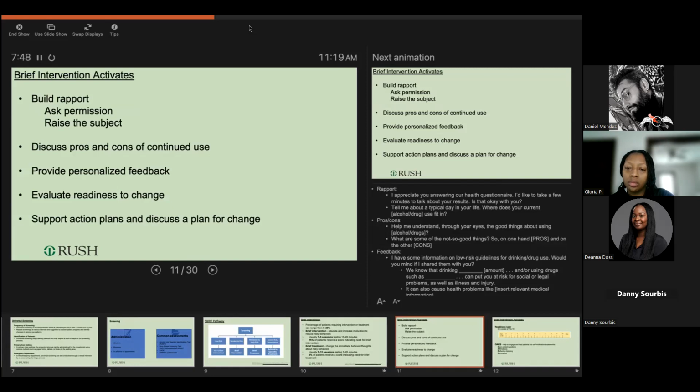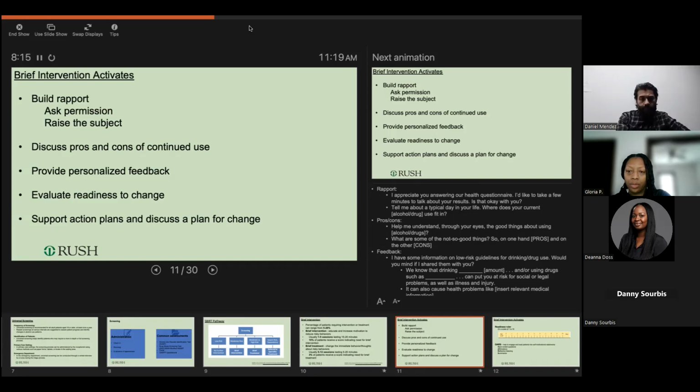You also want to provide personalized feedback. I have some information on low-risk guidelines for drinking and drug use. Would you mind if I shared them with you? Then let them know that so many drinks a day, or so many uses of substances a day, can put you in particular categories, where you will need intervention, treatment, or referral to a specialty. And then you want to evaluate their readiness to change, support an action plan, and discuss a plan for change.